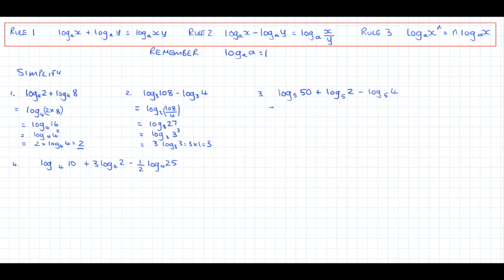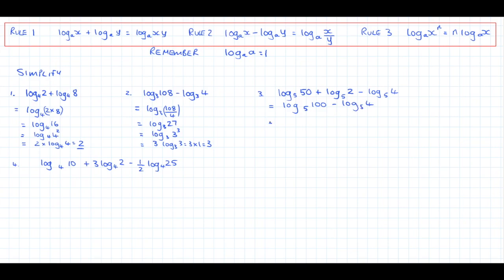So let's do the first part. Log 50 plus log 2. So that would be log 50 times 2. So I'm just going to write 100. Once you're well into working with these, you don't have to write it down like that. 50 times 2 is 100. So I've got log 100 to base 5 minus log 4 to base 5.